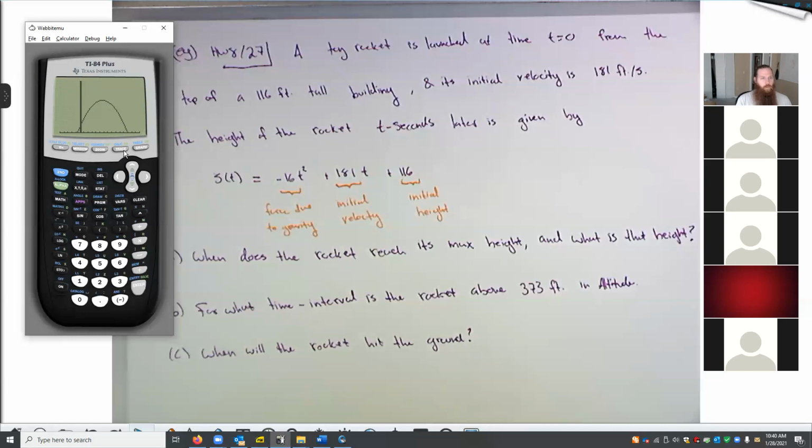If I want to walk around along that graph, I hit this trace button right here. It's the button just to the left of graph. And then I can hit the left arrow and the right arrow, and that will march my cursor around along this graph. So if I wanted to guess at the max height, I can try to find this vertex, and it looks like somewhere around 5.6 seconds after launch, I'll reach a max height of somewhere around 627 feet. But if I want to find that exactly, I'm going to have to do some algebra. And the same is true for all these other things. So this picture is just helping us get an idea for what's going on.